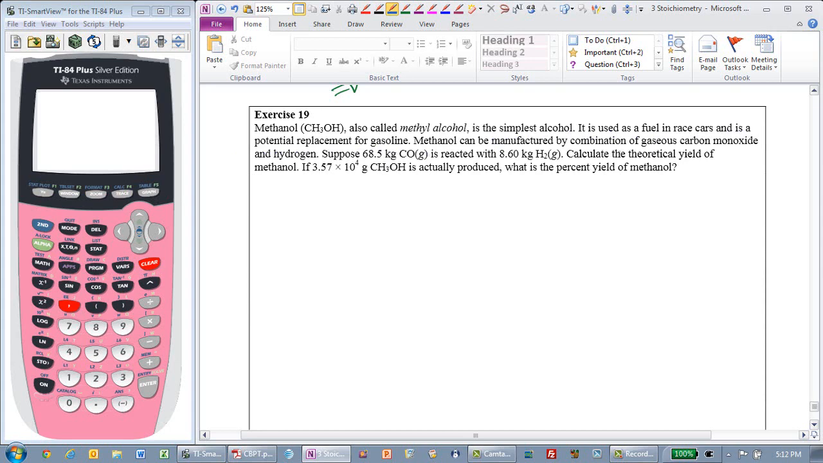So methanol can be manufactured by the combination of gaseous carbon monoxide and hydrogen. Suppose 68.5 kilograms of CO, how kind of them to tell us what carbon monoxide was, is reacted with 8.60 kilograms of H2. I suspect you knew H2. You didn't need them to tell you that. And they told you that you're going to make methanol as a result.